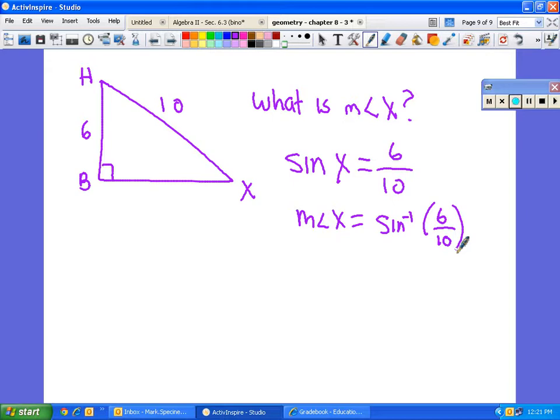Ask your question. All right, so in your calculator, the first thing you're going to hit is the inverse key. So you're going to hit that sine -1 key. On most scientific calculators, it's the second of the sine key. So it's sine of -1. And then hopefully a parenthesis will open. So what you're going to type is this fraction, 6 divided by 10, and then hit enter.